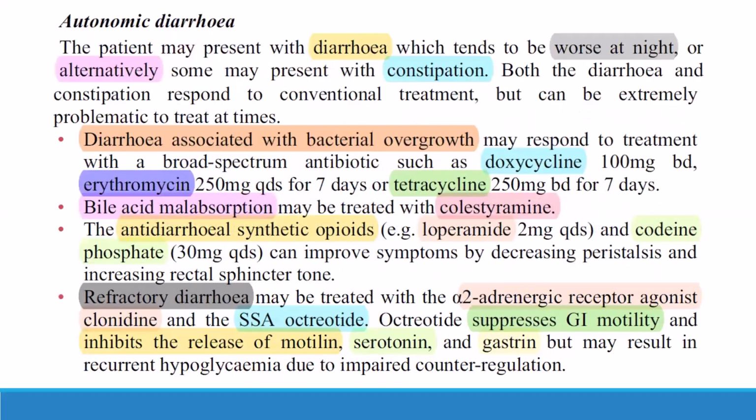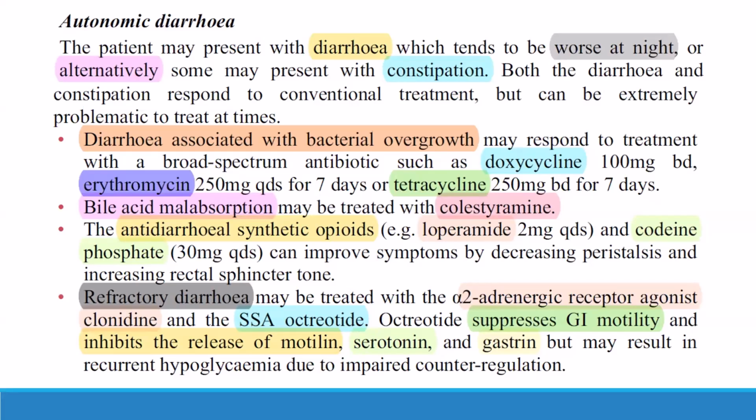Autonomic diarrhea, which tends to be worse at night, can alternate with constipation. Diarrhea associated with bacterial overgrowth can be treated with doxycycline, erythromycin, tetracycline. Bile acid malabsorption is treated with cholestyramine, but the most important drug is loperamide and codeine phosphate if available.